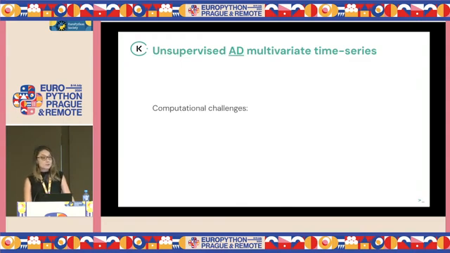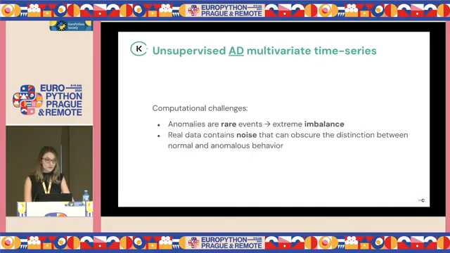The anomaly detection part is expected to bring the computational challenge of extreme class imbalance, because anomalies are rare events. Additionally, it can also be challenging to discriminate anomalies from the expected noise in the data.